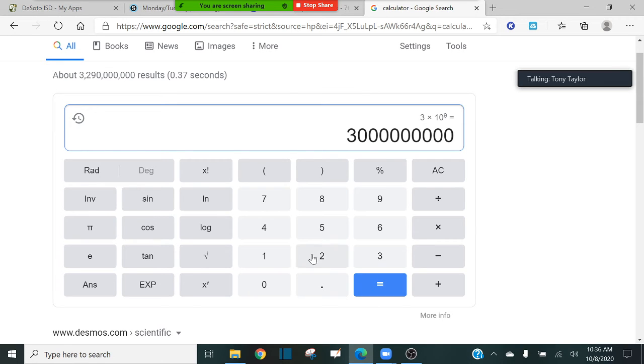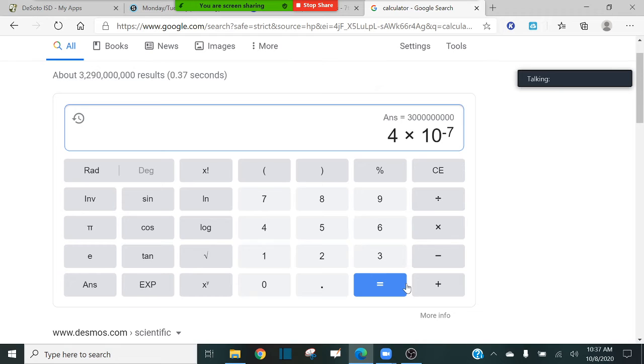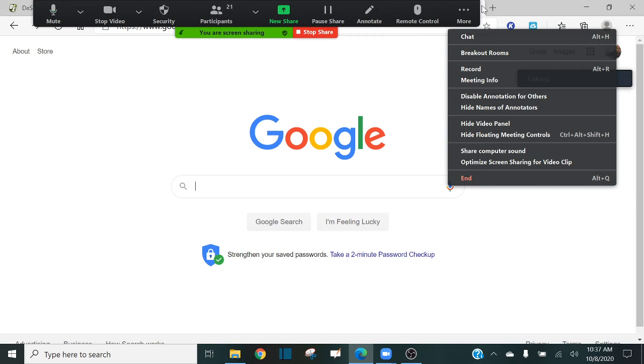Let's do another example. Let's do 4 times 10 to the negative 7. So do 4 times 10 and click this X to the Y key here. So 4 times 10 to the negative 7 will look something like that. And so 4e negative 7 just means 4 times 10 to the negative 7. So always use this key here whenever you're entering exponents in your calculator. Okay, just something to keep in mind. What else do you guys need to know for the test?